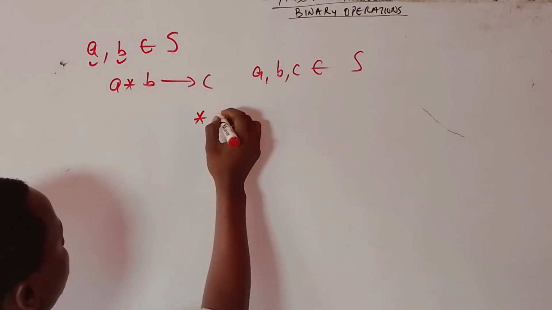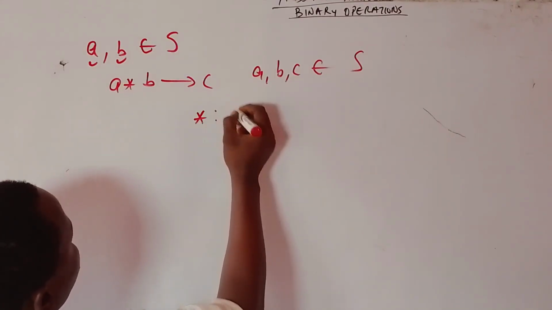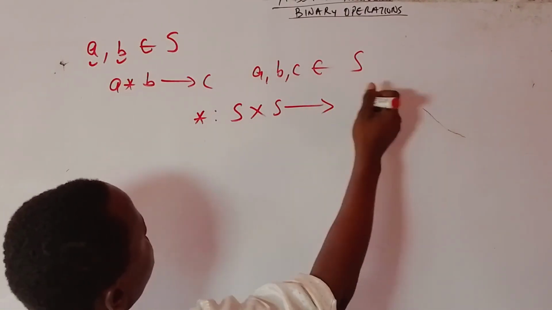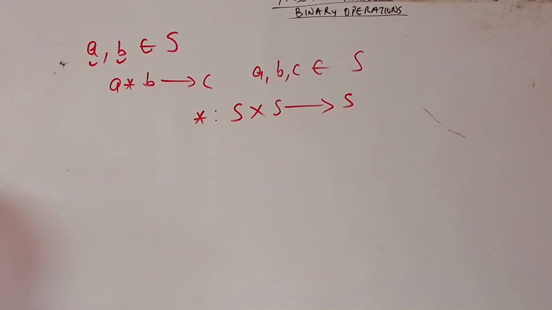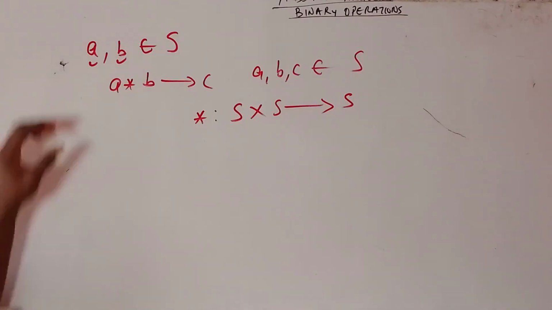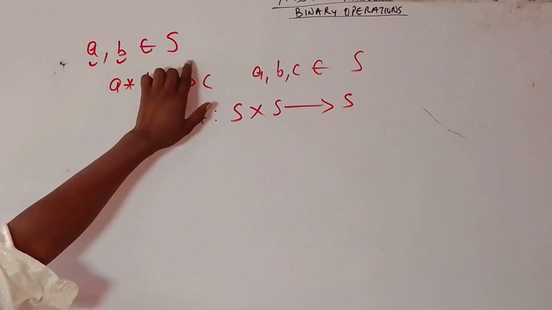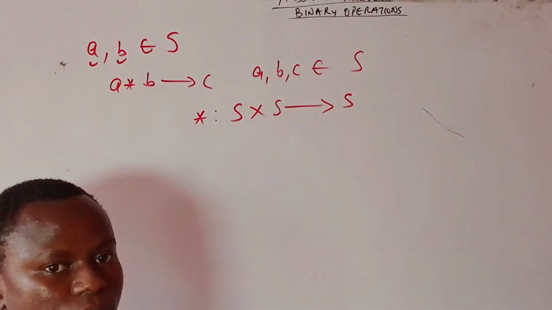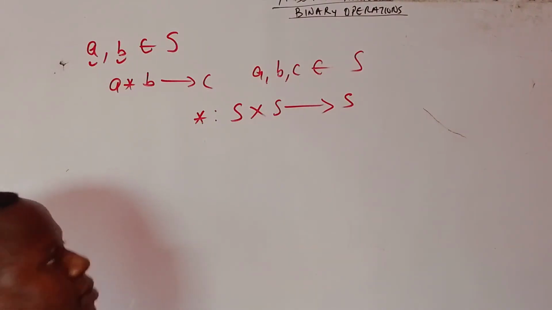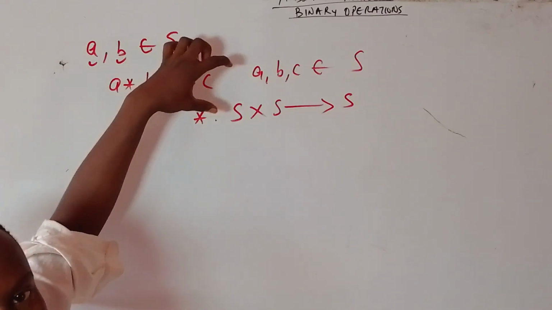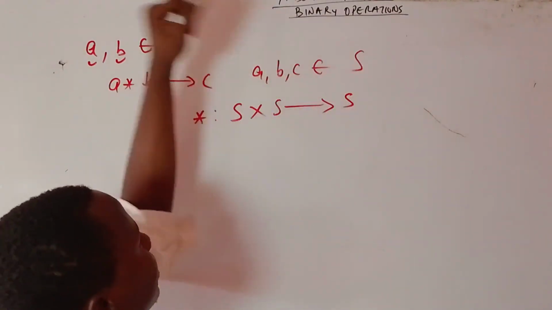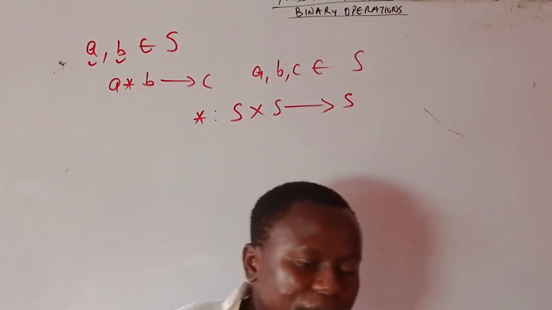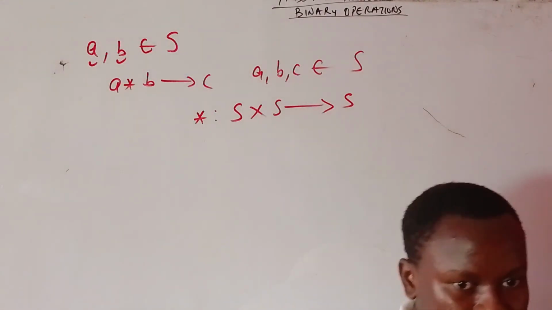So let's say we have this binary operation. Mathematically, set S mapping to set S to give us some elements also in set S. That's what we call a binary operation. It is the rule that combines two elements in a given set to give us another element in that set. So when we combine two elements together, the rule that combines those two elements to give us another new element that is in that set S is what we call the binary operation.